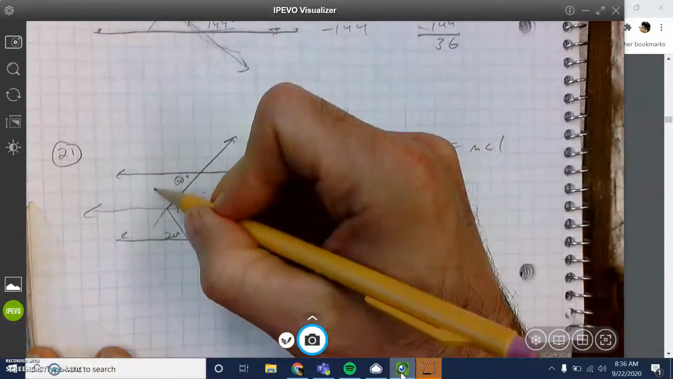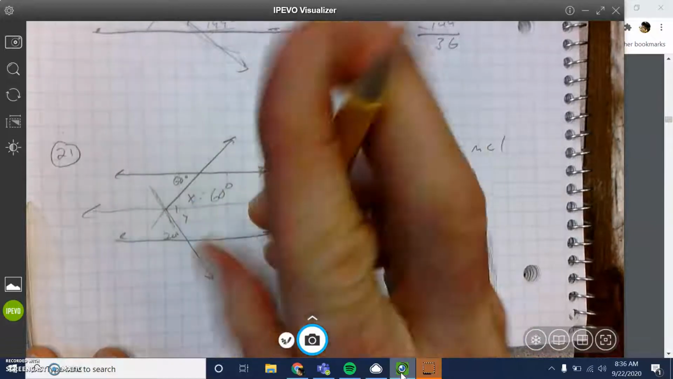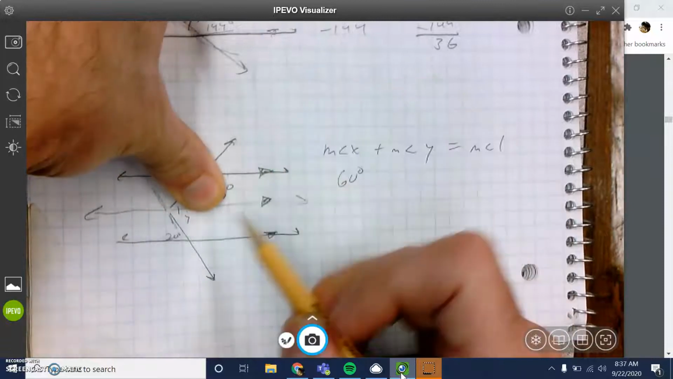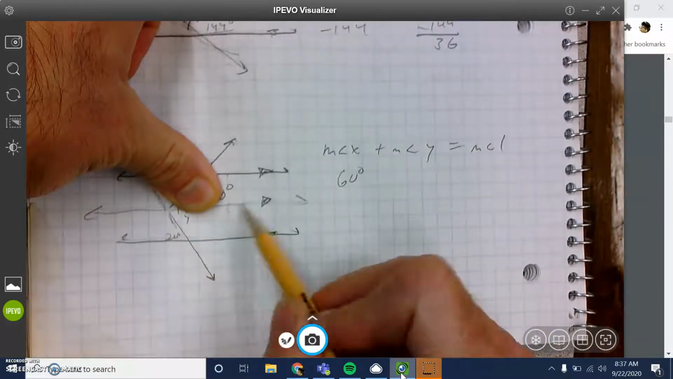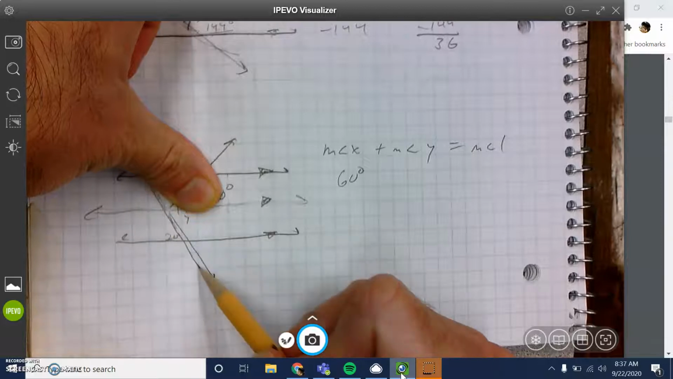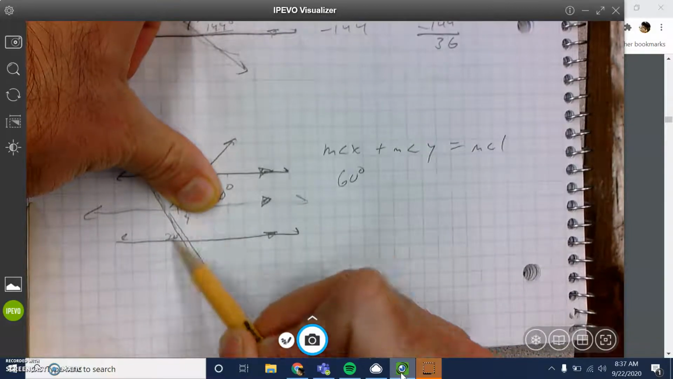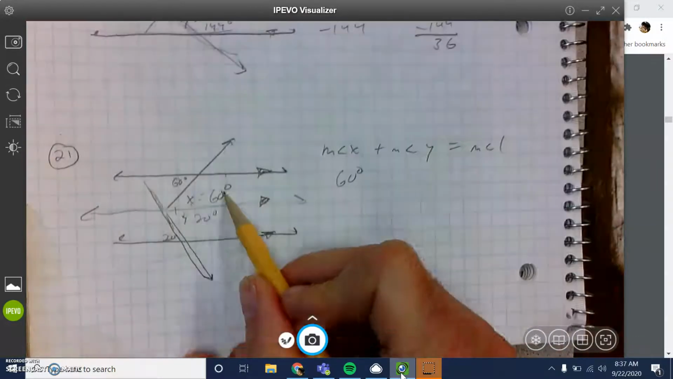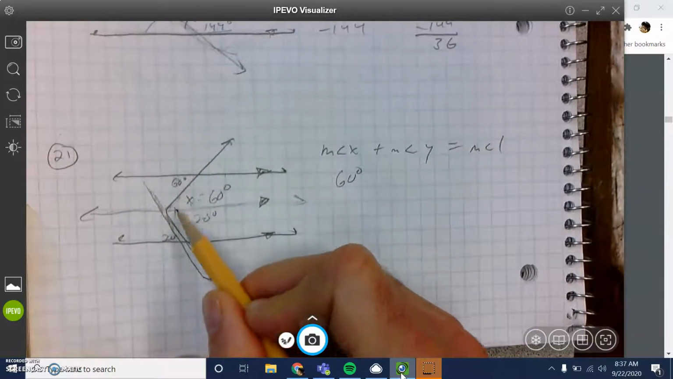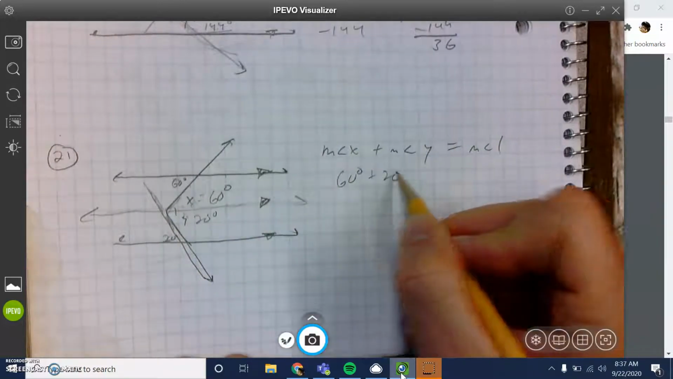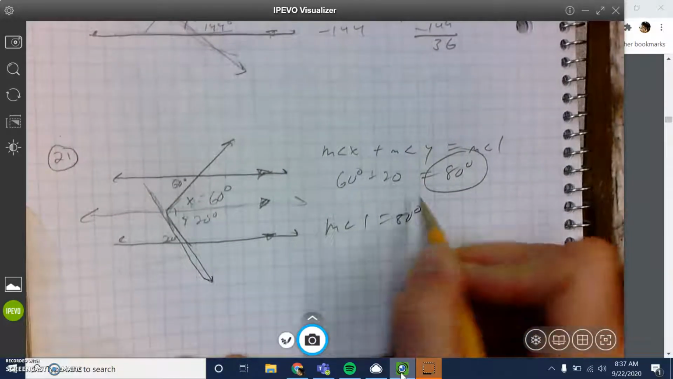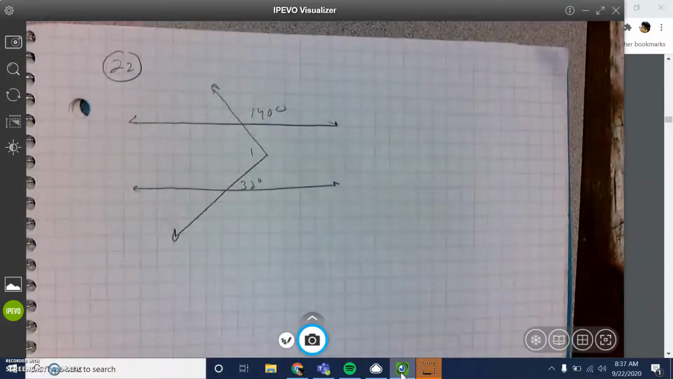How about y? So let's extend this right here. I can erase. That's why I use a pencil. Okay. So get rid of this. Cover it up. What's this relationship? If these two are my parallel lines and this is my transversal, that would mean that these are also alternate interior. Oh, cool. So this is 20 degrees. So 60 plus 20 is angle 1. 60 plus 20 is 80 degrees. Hopefully you got that one. So the measure of angle 1 is 80 degrees for 21. Cool. Let's try 22. Pause the video, see if you got it.